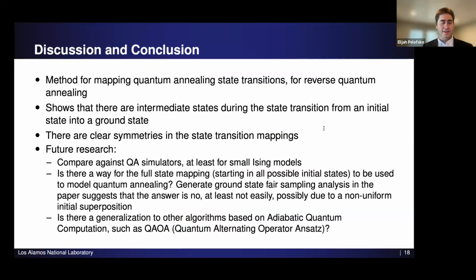Yeah, and so this method is for mapping state transitions in quantum annealing. There are very clearly interesting symmetries. There's a lot of interesting future research topics, right? Like simulations. Can this be generalized to other algorithms that use adiabatic quantum computation?